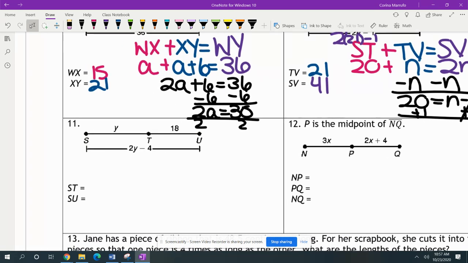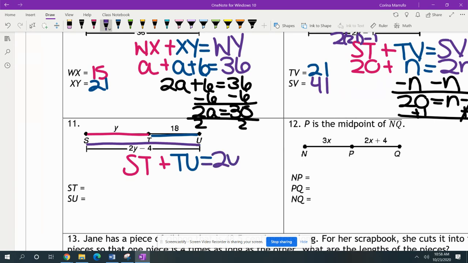All right, the next part. So we have S to T is Y, T to U is 18, and then we have the whole thing. So I'm going to write my segment addition postulate. ST plus from T to U equals the whole thing. So the whole thing from S all the way to U is 2Y. Oh, sorry. I got ahead of myself. SU. So then that is 2Y minus 4.